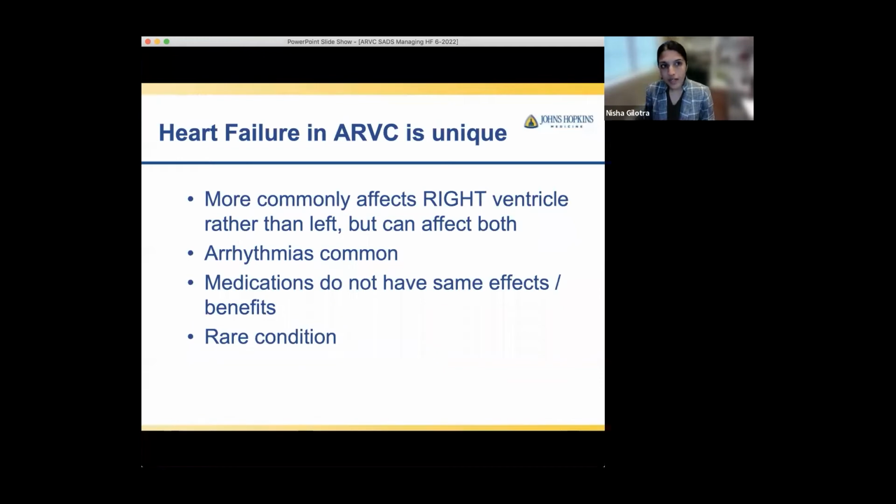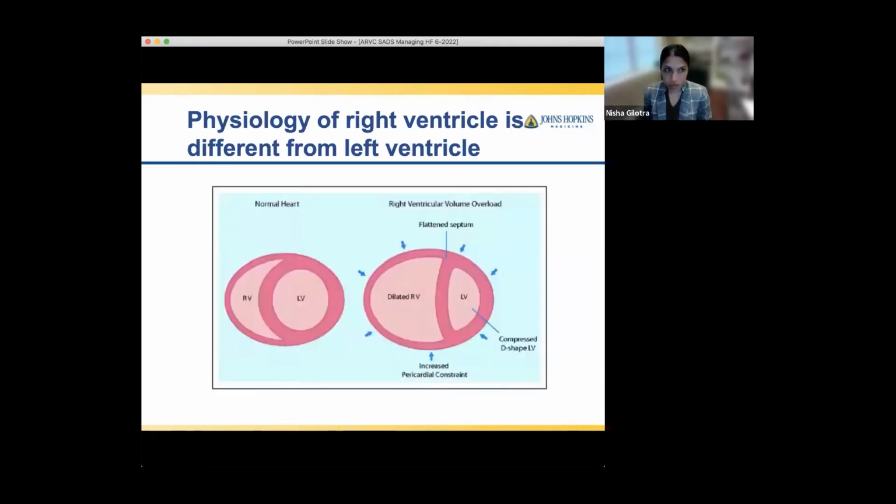But I want to highlight that heart failure in ARVC is unique from all the other types of heart failure I just described. It most commonly affects the right ventricle, and I'll actually review this in a minute. Arrhythmias are common, and the medications don't have the same effects or benefits. And it's also rare. ARVC is rare, and then having heart failure in ARVC is even more rare.